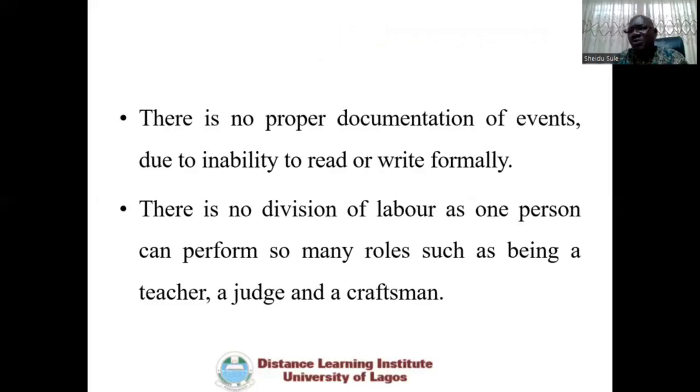And when such happens, with the oral transmission you get from different sources, you may hardly authenticate the true situation. There is no division of labor as one person performs so many roles, such as being a teacher, a judge, a craftsman, and so on and so forth.